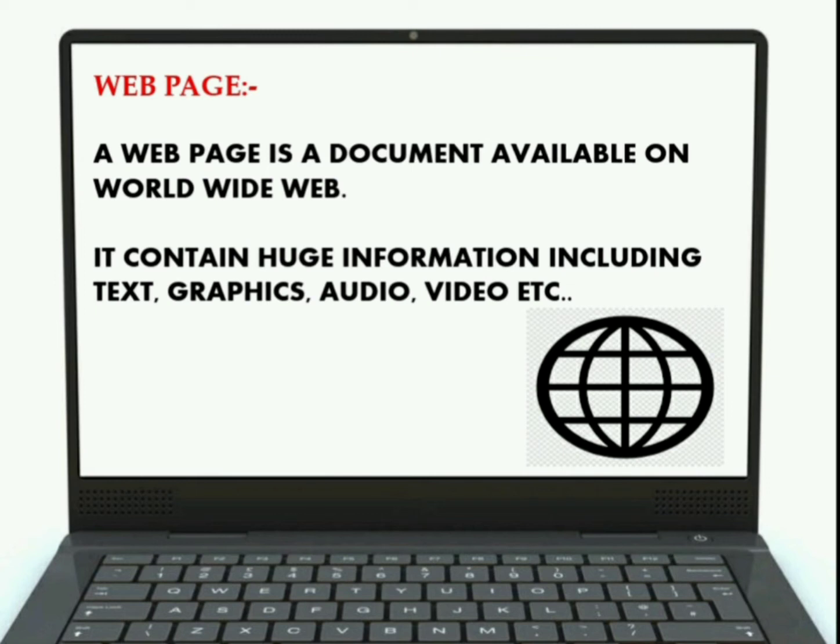Kids, a web page can contain huge information including text, graphics, audio, video, hyperlinks. In fact, if we want to watch cartoon, we can surf it through web browser and then we will select a particular web page. Kids, you are able to see on your screen a round circle type image. So it is an image of web page logo. You need to draw this on your computer classwork copy. It is very important for you.